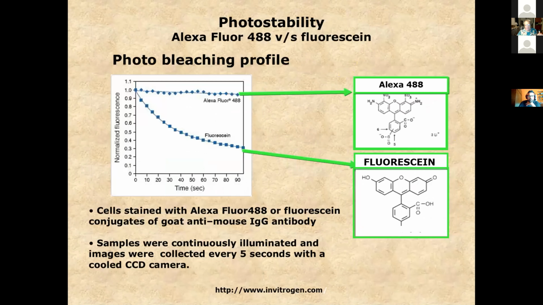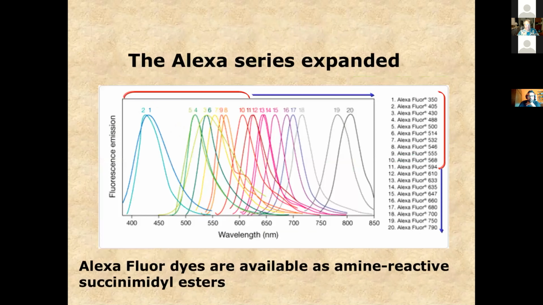And here's an example they published. If you look at Alexa Fluor 488, which absorbs and emits like fluorescein, you can see it's much more stable than fluorescein is. Now, I should say there are new probes, we'll mention some later on, certainly DyLight dyes and other probes, Janelia probes, that are even more stable than Alexa probes. So this has always been one of the goals of developing probes for microscopy, to have photostability.